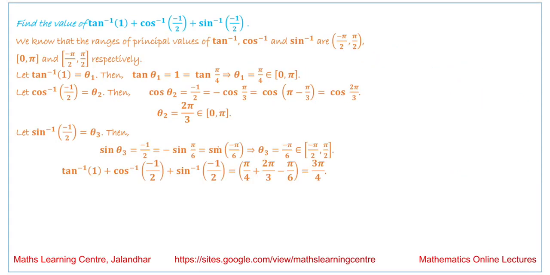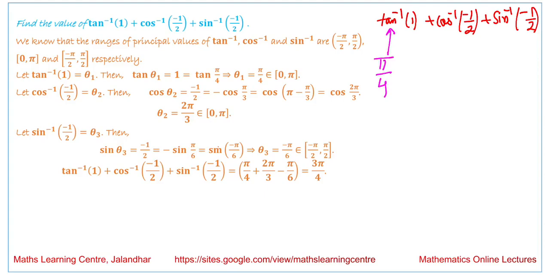Next, find the value of tan inverse of 1 plus cos inverse of minus 1 by 2 plus sine inverse of minus 1 by 2. We know that the value of tan is 1 for the angle pi by 4, and it belongs to the interval 0 to pi. We are talking about this second one, cos inverse; cos is 1 by 2 for the value pi by 3. We require the answer to be negative.